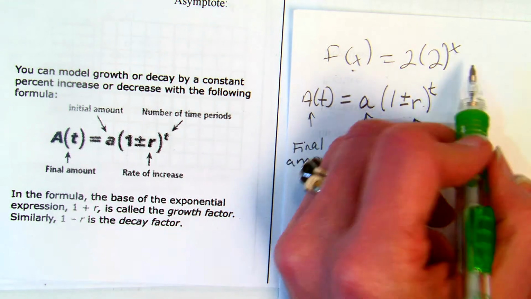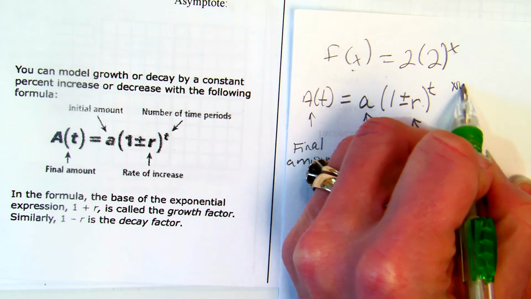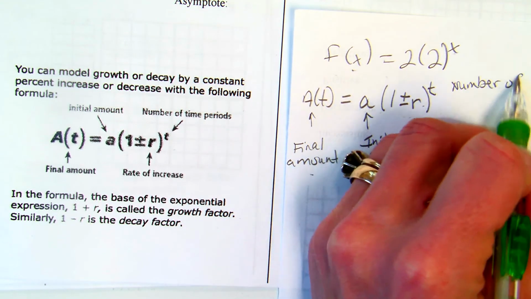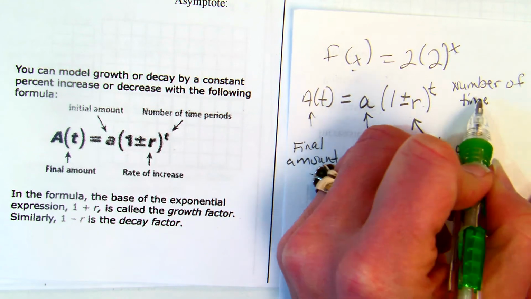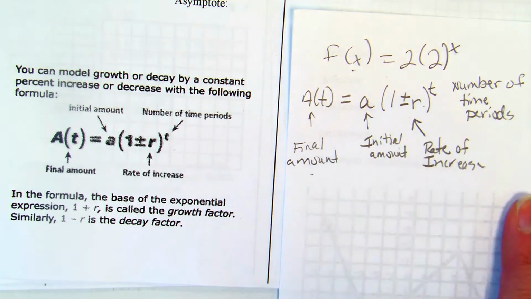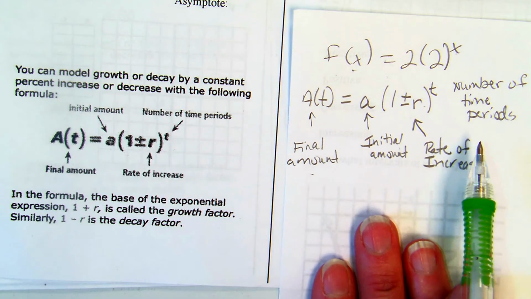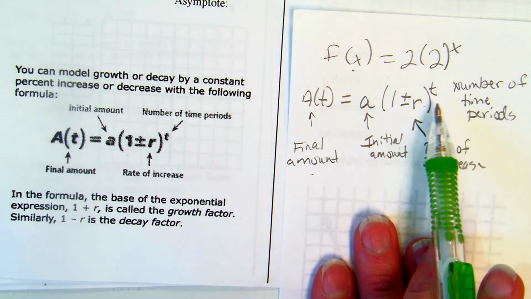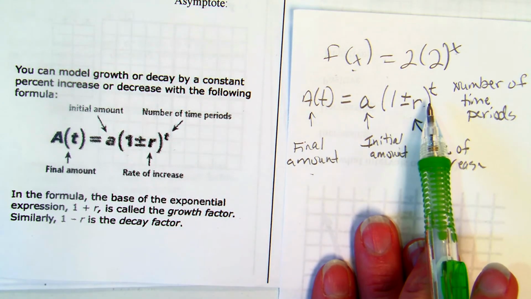And this t represents the number of time periods. Number of time periods. And I know that's written over here, but I'm just letting you know. So number of time periods. That could be number of years, number of months, number of weeks, okay?